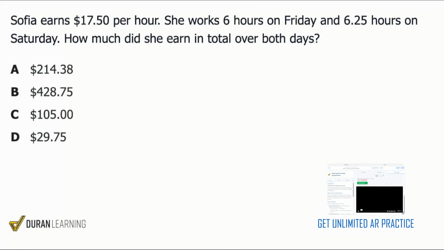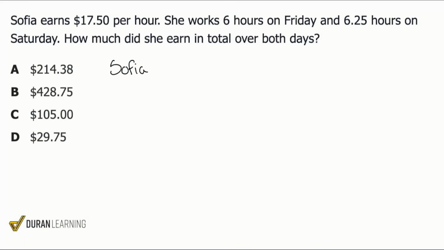So, here's what I know. Sophia earns $17.50 per hour. Everyone, given the word per, what operation are we going to do with her hourly rate and the amount of time that she works to get the total earnings? Yeah, that'll be multiplication. So for example, if we're earning $17.50 per hour, I would multiply by 6 hours to see what I got on Friday. I would multiply by 6.25 hours to see what I got on Saturday.